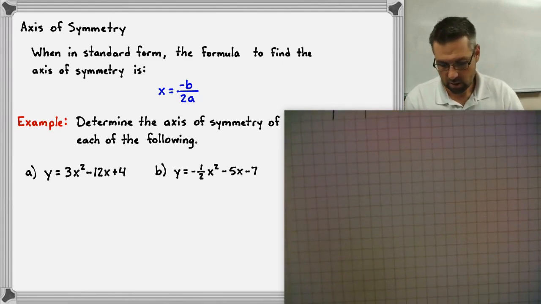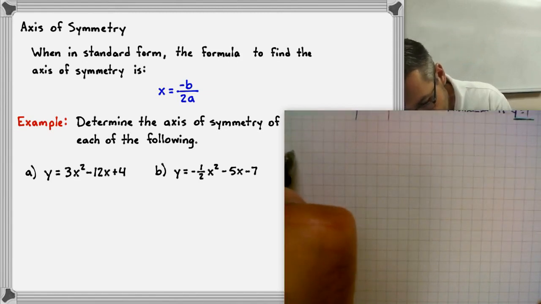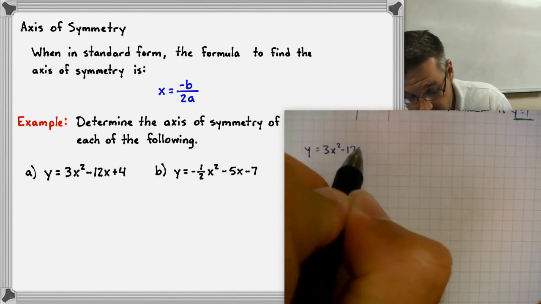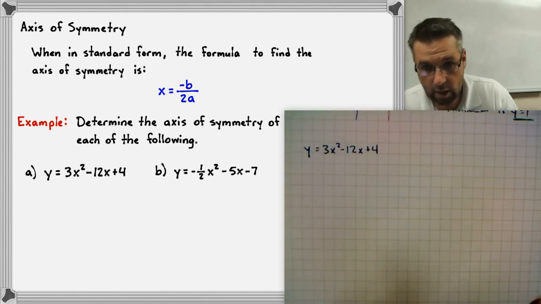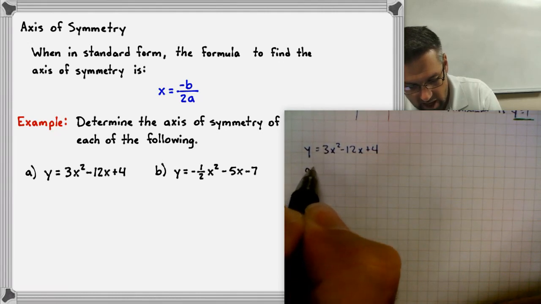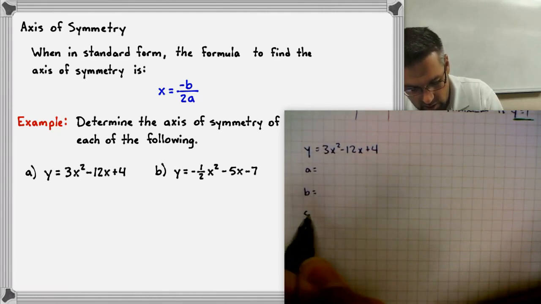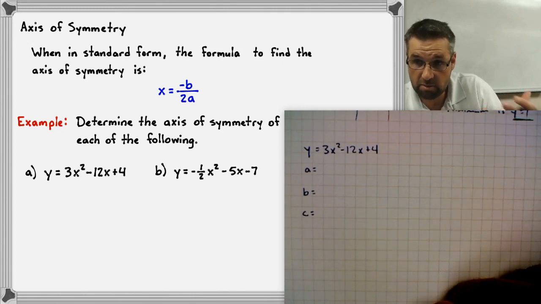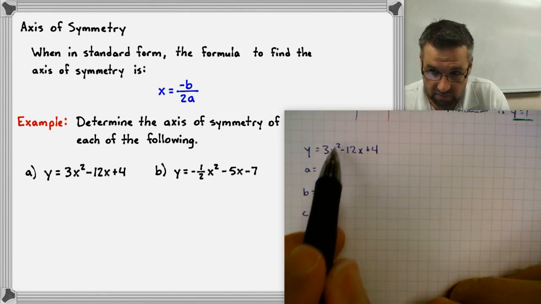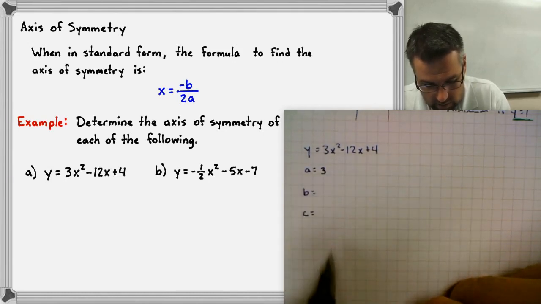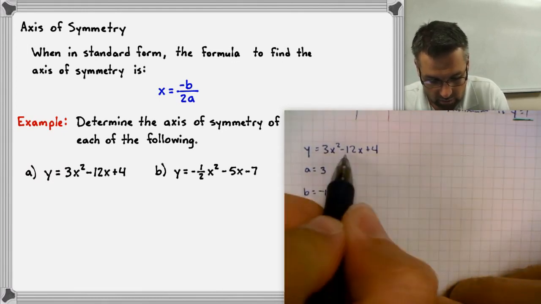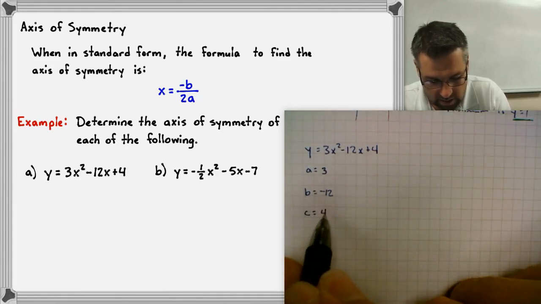All right. So we've got y equals 3x squared minus 12x plus 4, and our job is to figure out the axis of symmetry. Well, the first thing we have to do is identify our a value, our b value, and our c value. If you can tell me what these three things are, then it's as simple as plugging into the formula. Remember, the a value is the number in front of the x squared. So the a value here is 3. The b value is the number in front of the x, so we can see that that's negative 12. And then the c value is the constant at the end.